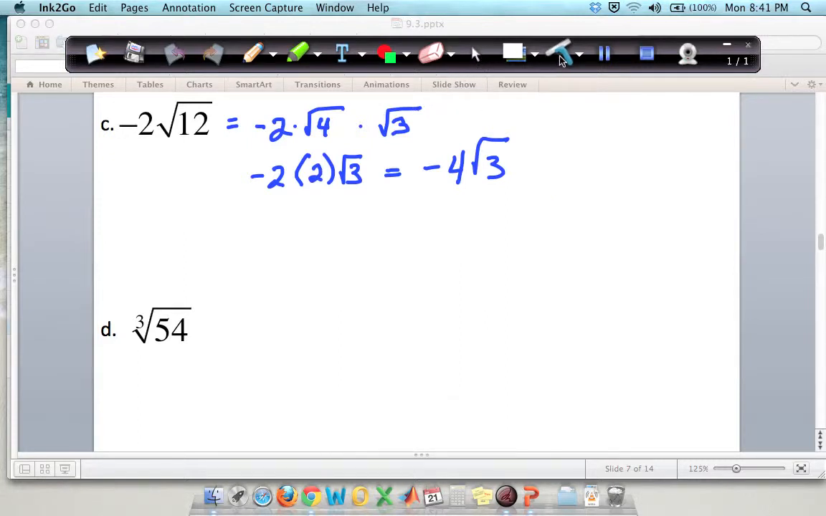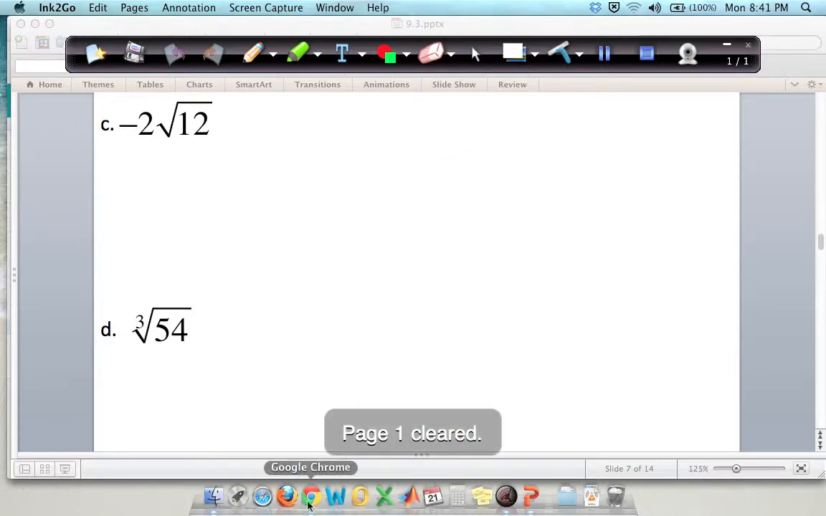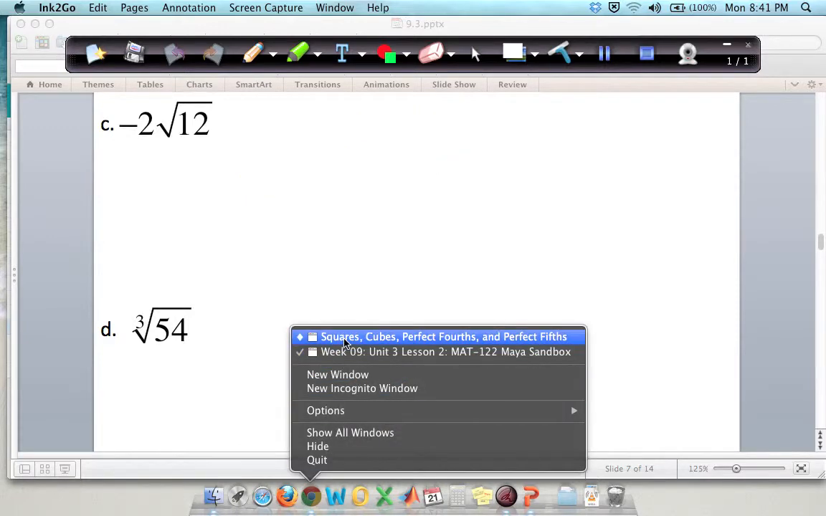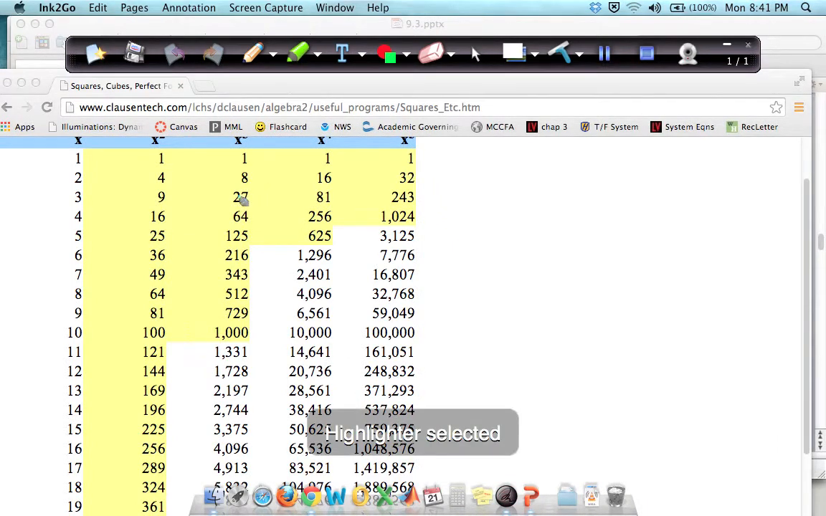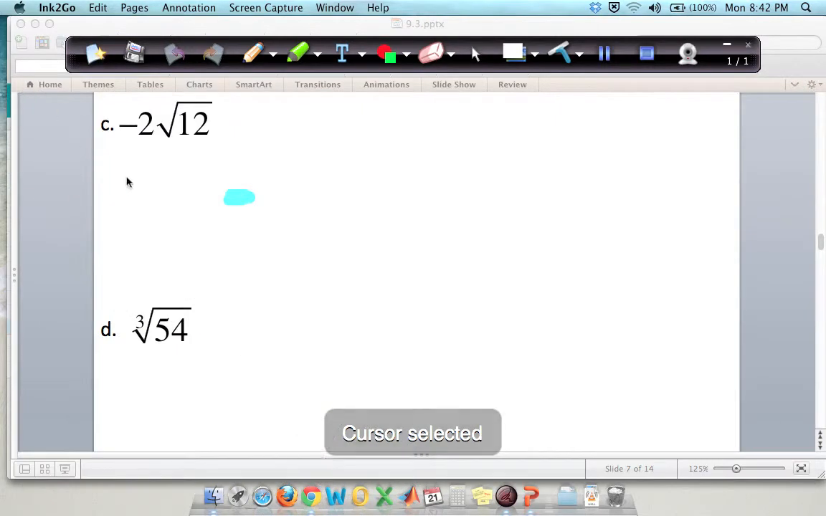Okay, for the cubed root, we erase that so we can actually see this cubed root of 54. You're actually going to start with the first number before 54 on this list of perfect cubes, and that's 27. And so you have to check and see, does 27 divide into 54 evenly? And so you would go ahead and break this up.